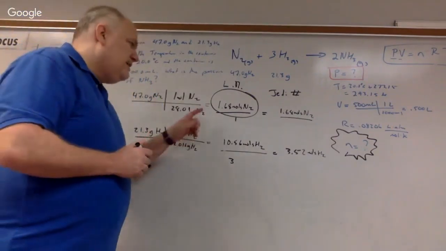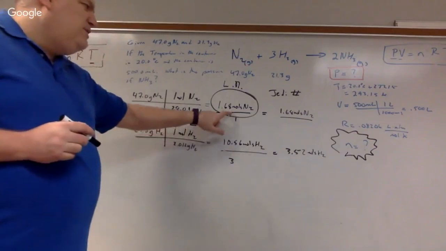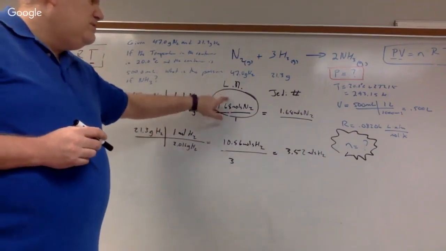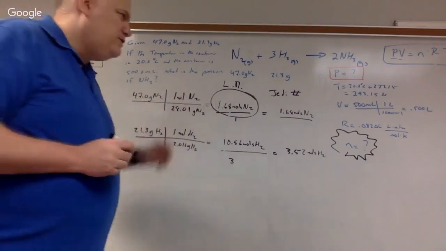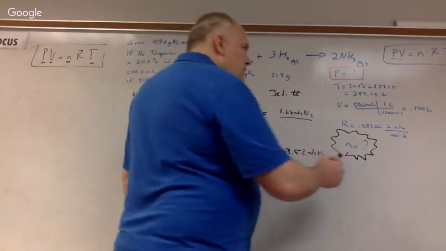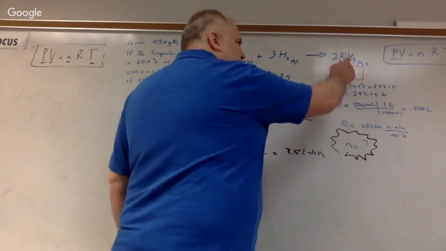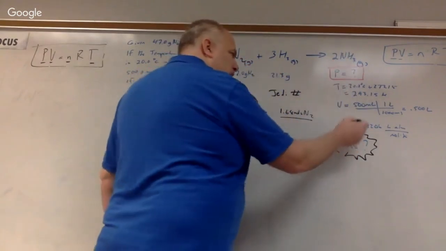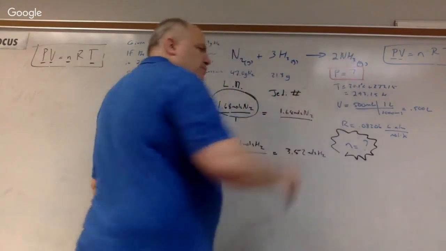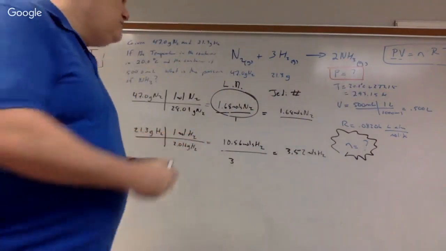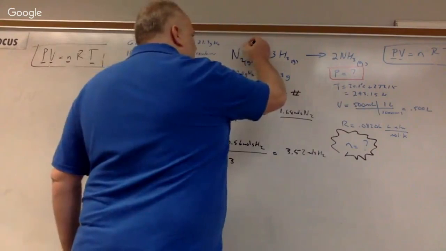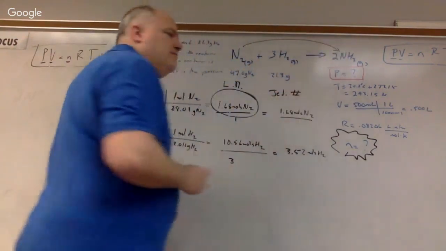Are you all okay with this being the number of moles of N2 and that being my limiting reactant? So now watch. Don't we need the moles of NH3 if we want to plug all these variables in to solve for the pressure of NH3? So mustn't we do this little jaunt from here to here?